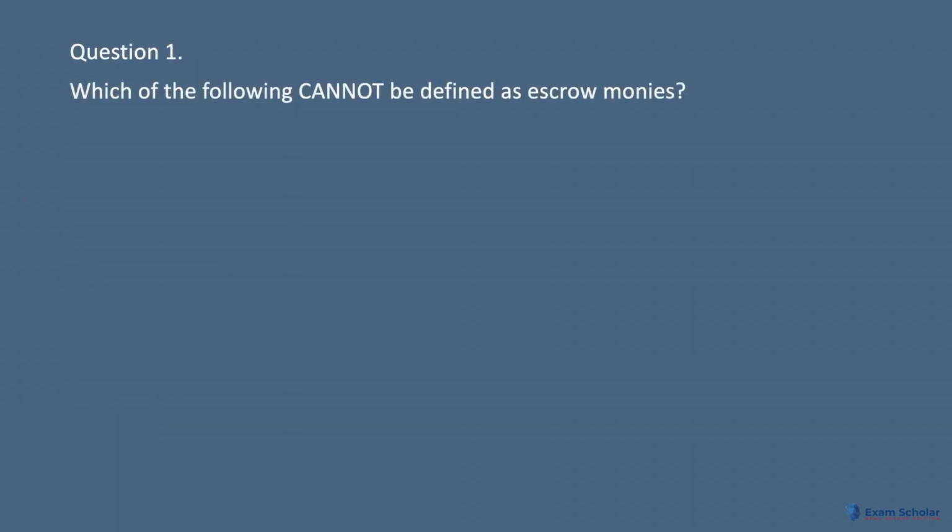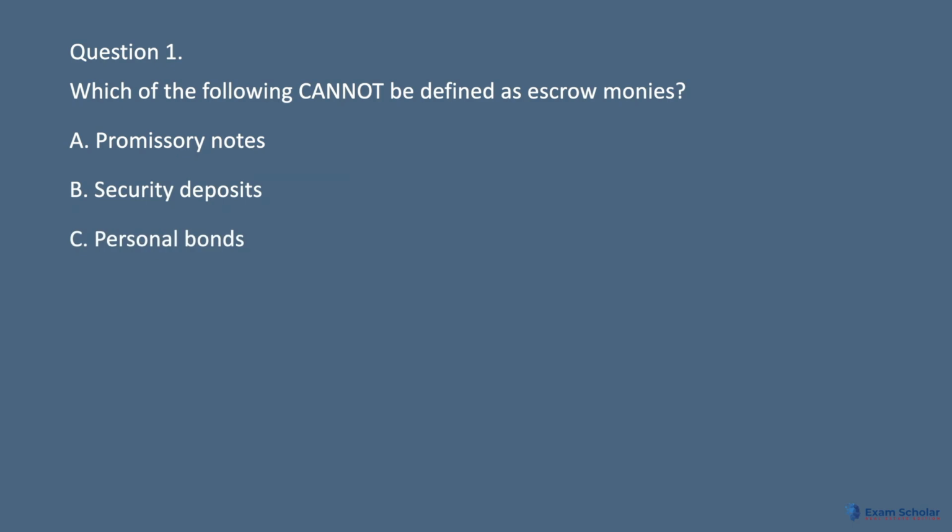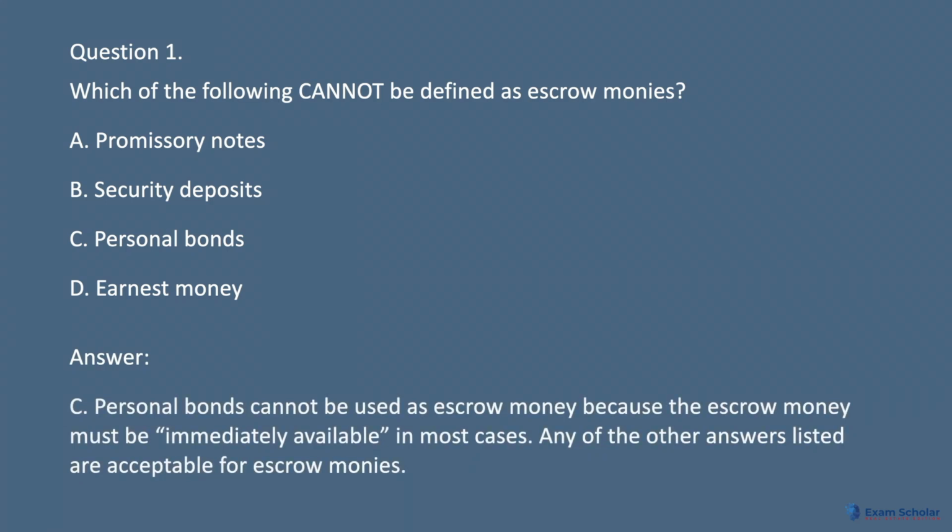Question 1. Which of the following cannot be defined as escrow monies? A. Promissory notes. B. Security deposits. C. Personal bonds. D. Earnest money. Answer: C. Personal bonds cannot be used as escrow money because the escrow money must be immediately available in most cases. Any of the other answers listed are acceptable for escrow monies.